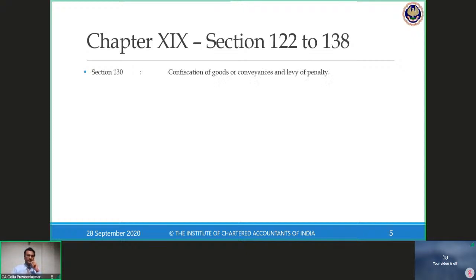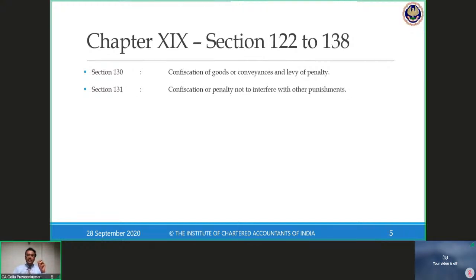Section 130, confiscation of goods, conveyances and levy of penalty. I would pray to God that none of the assessees should fall under section 130, which is draconian, a quite serious provision. When we go through, we will understand 130.